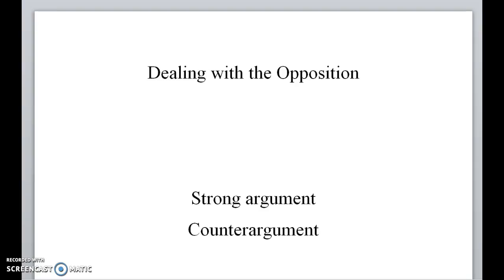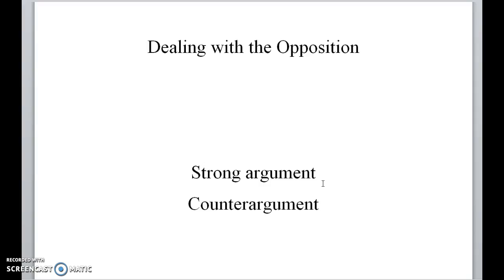If we ignore the opposition, if we don't bring up why people would disagree with us, we leave a huge hole in our argument that our reader is going to see and then use that to disregard the argument that we're making, even if it's very well done. So how do we deal with the opposition? Well, there's two ways. One is simply to have a strong argument to begin with. The stronger your argument is that leaves as little holes as possible, then that's going to make your argument that much stronger and make your opposition less serious.